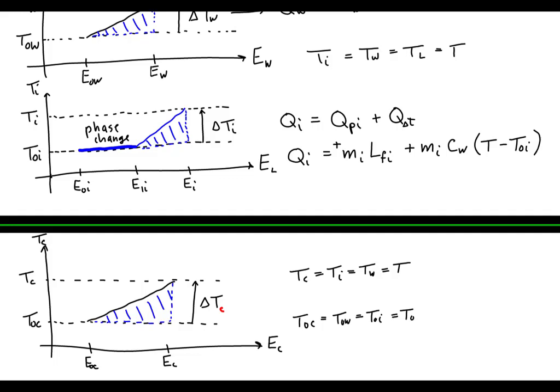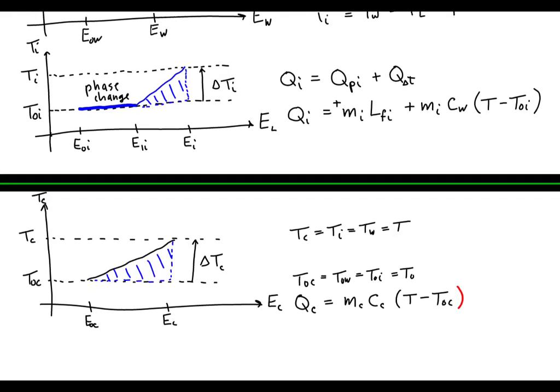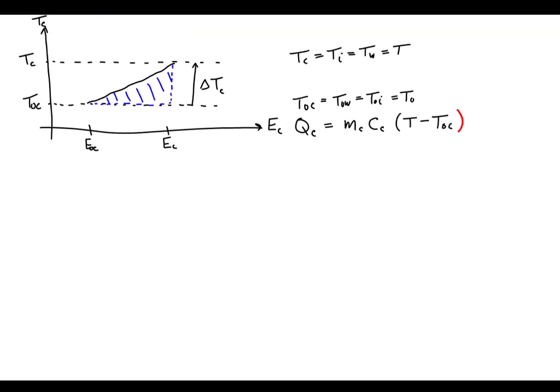So the calorimeter will remain in its solid phase throughout this change of temperature, and that's going to be governed by the mass of the calorimeter, specific heat of the calorimeter, times the final temperature of the calorimeter minus the initial temperature of the calorimeter. Now we have temperature energy diagrams for all of the components of our system, and it's time to do something with that. Our goal ultimately is to find the final temperature of our system.